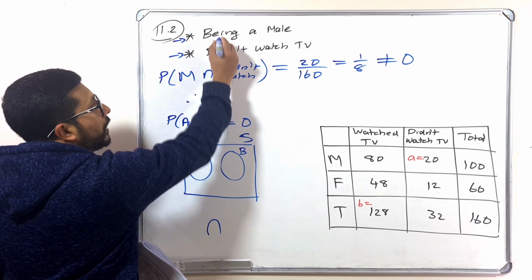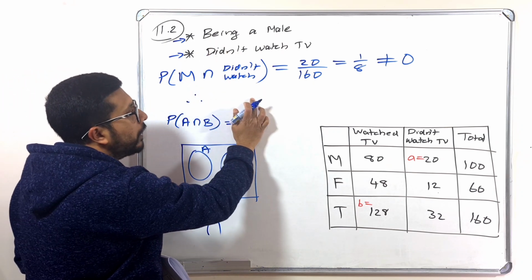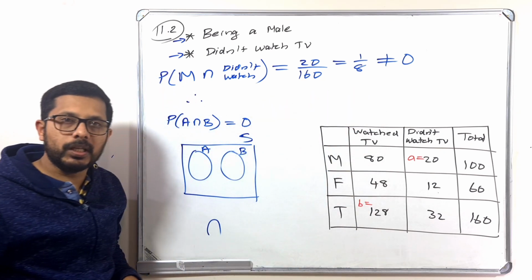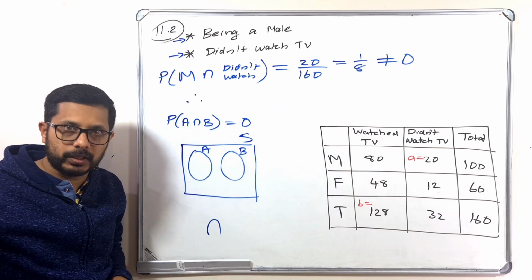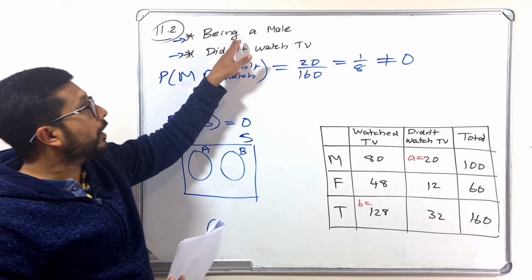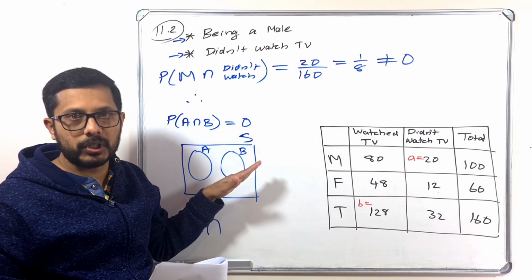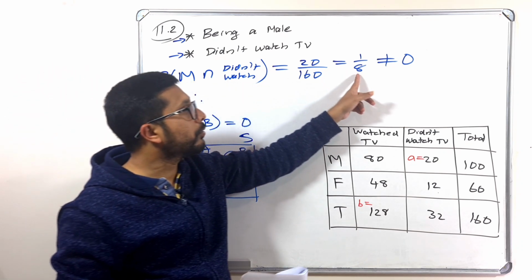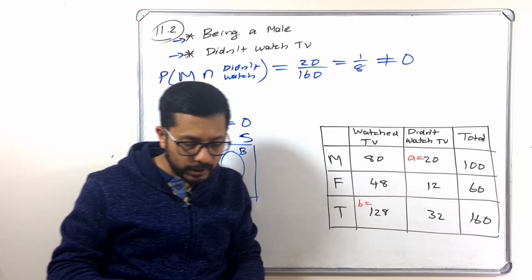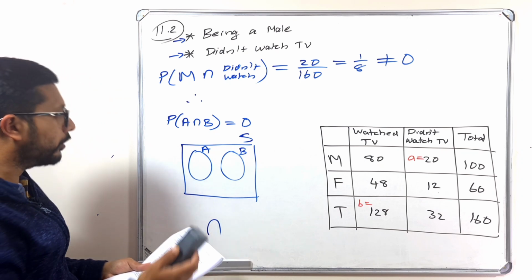Therefore, you have to write the whole sentence. Therefore, being a male and did not watch TV are not mutually exclusive, because here you are not getting the answer as 0. Okay, that is question number 11.2. Let's go to the next question, 11.3.